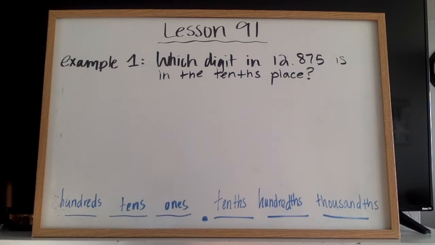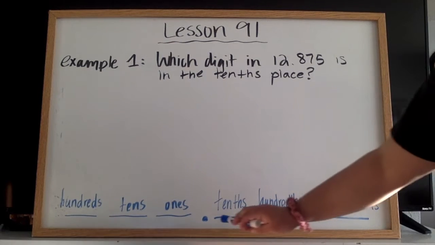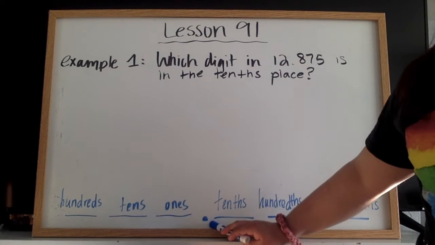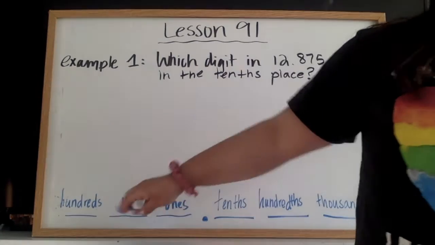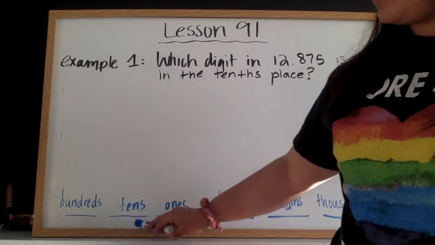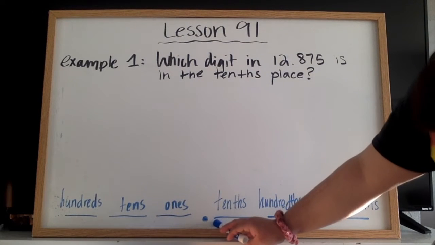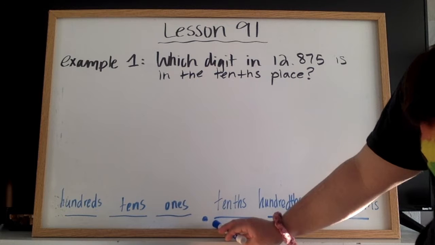So, as a reminder, I put a little chart up here just kind of like we have in the classroom. Here's my decimal point. If we are going to the left, these are your whole numbers. So we have the ones place, tens place, and hundreds place. Now as we go to the right of the decimal, these are your numbers that are less than 1.